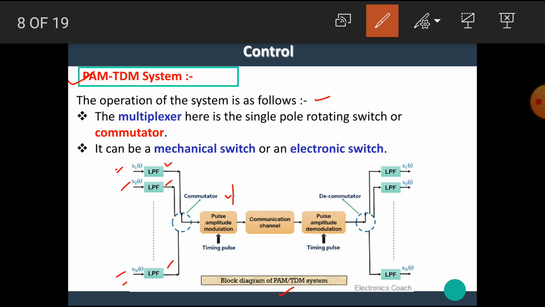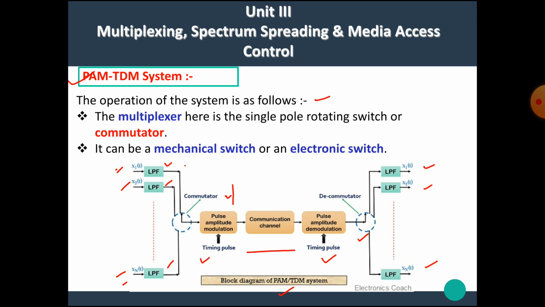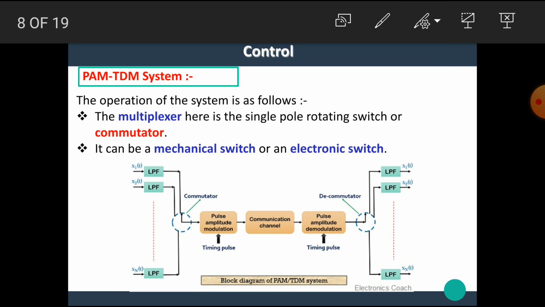Then the multiplexer selects any one of the signals depending upon its position, and the signal is transmitted over a communication channel through a pulse amplitude modulation block. At the receiver, the pulse amplitude demodulation process is done to separate out the original signals. Let's see the detailed operation of this diagram.